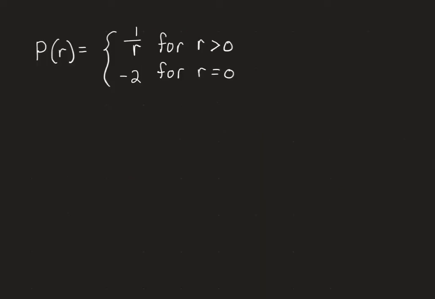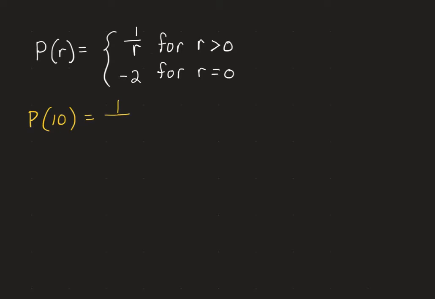All right, here's another piecewise function, the function p of r, that equals 1 over r for all r greater than 0, and it equals -2 for r equals 0. So first, before we do domain and range, let's evaluate this for some different values of r. Let's find p of 10. Okay, so where does 10 fall in this? 10 is greater than 0. So we're going to use this formula for the function.